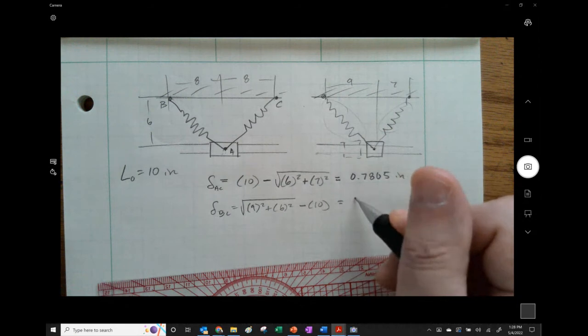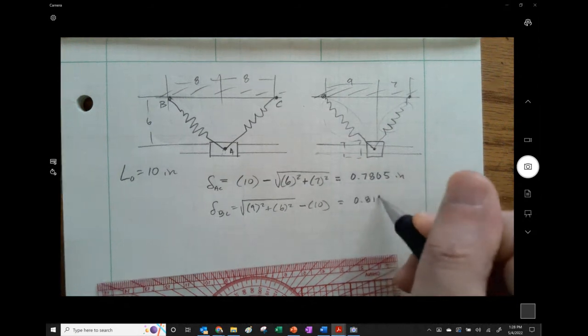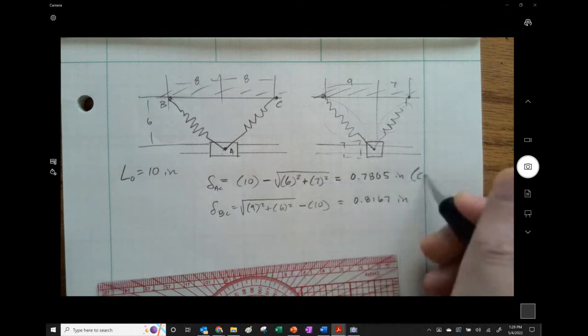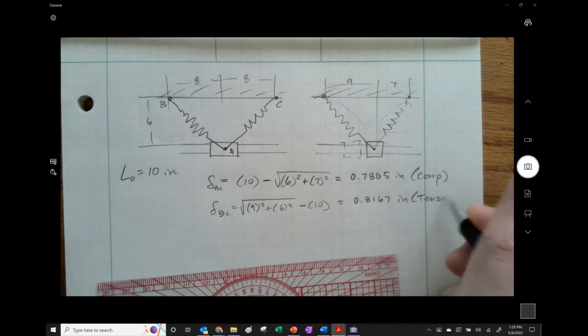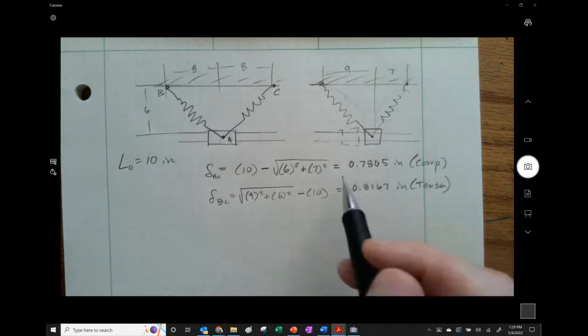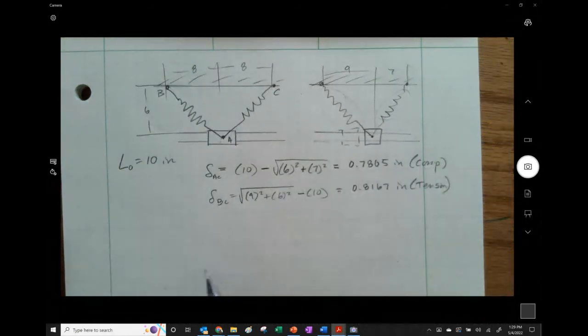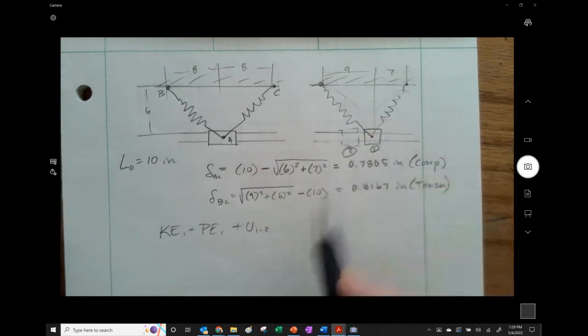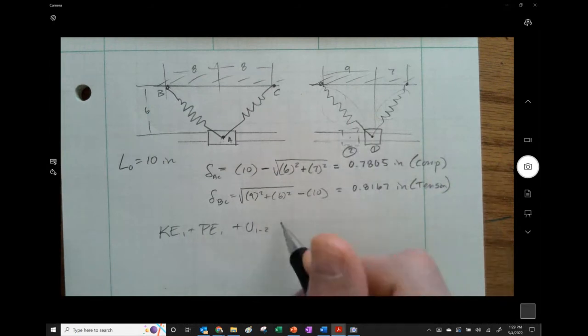So we have 0.8167 inches. And notably, this is actually compressed, where this one is in tension. But it doesn't matter when it comes to potential energy. So we write out our main equation so we can start thinking about populating it. And I'll call this state 1, and this is state 2, where we know the PE is going to be 0.